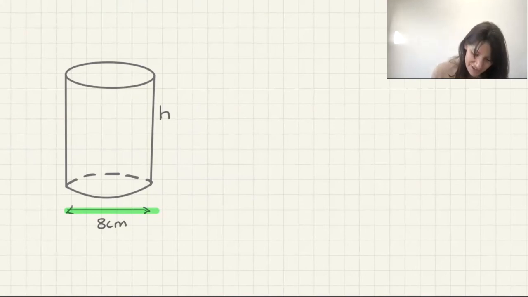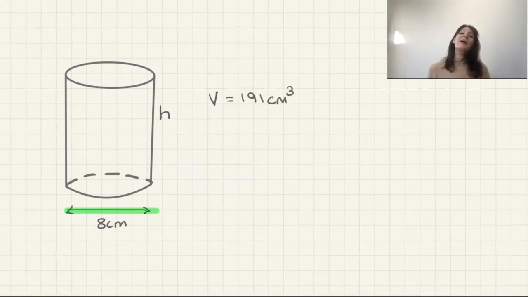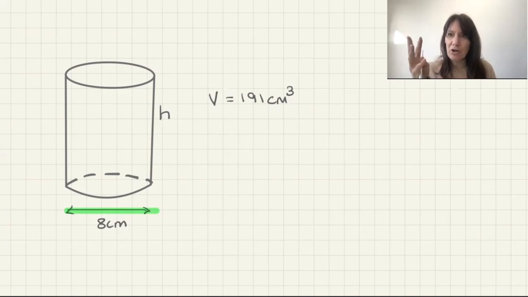And I'm going to say to you that the volume has already been worked out. The volume is 191 centimeters cubed. And you have to work out the height of the cylinder. So this is how they might make a question a little harder. It feels a lot harder, and I understand that. But I still want you to have a go. I want you to think, right, what do I know?